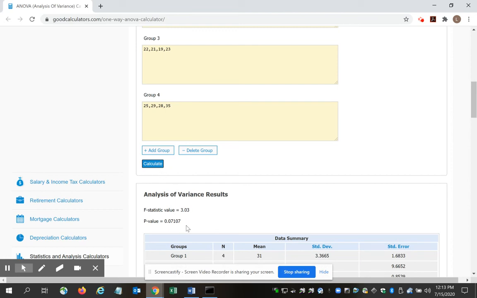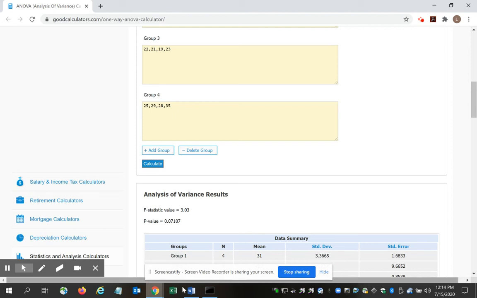And the information that you need as far as the results, if you'll look here near the bottom, analysis of variance results, and right here you have F statistic value and the corresponding p-value. Okay, so F in this particular problem is 3.03. The p-value is 0.07107.